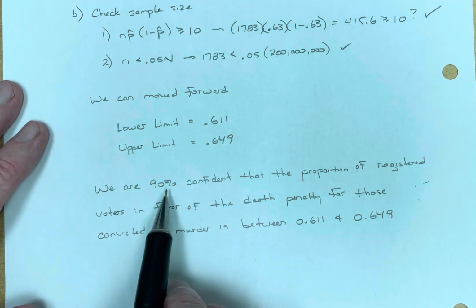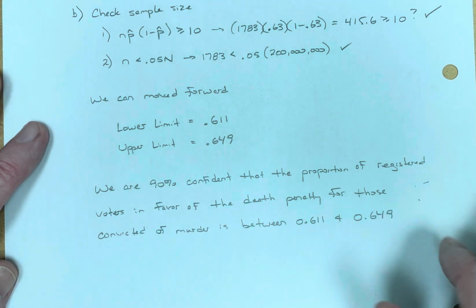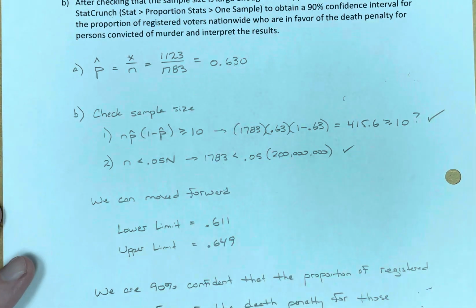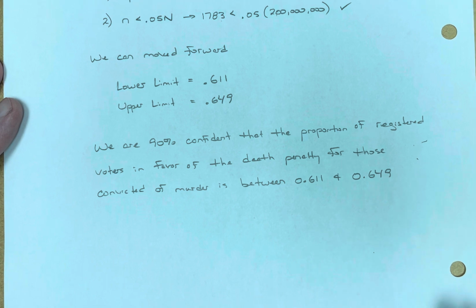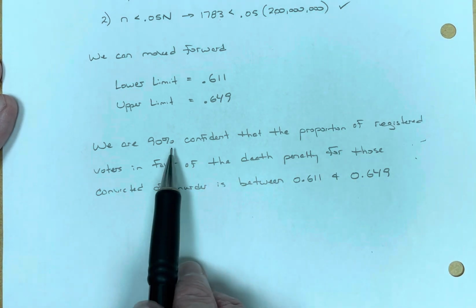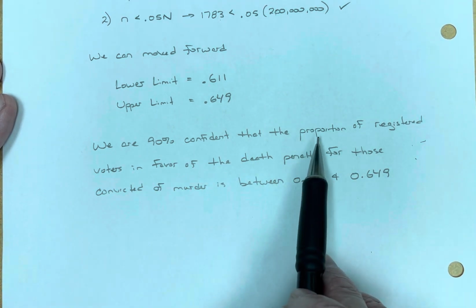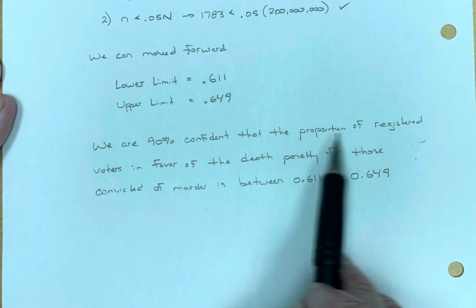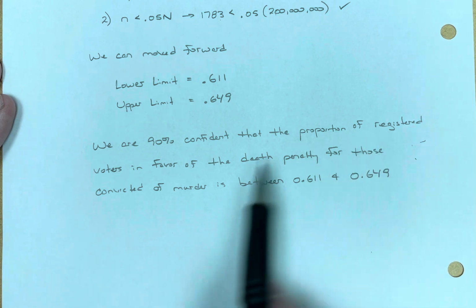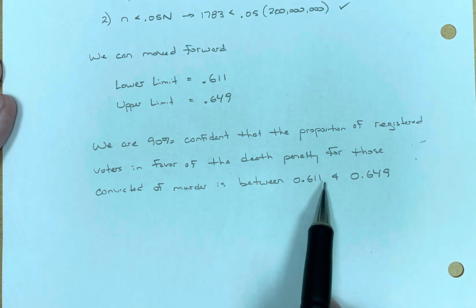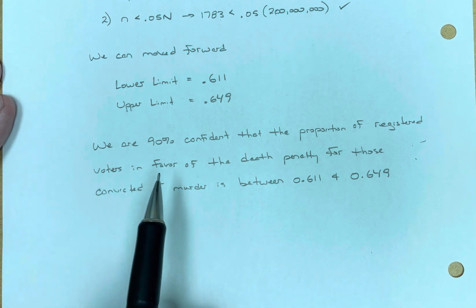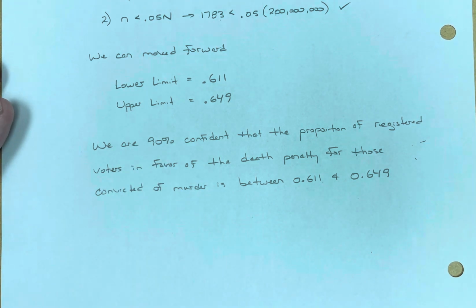We constructed a 90% confidence interval around our point estimate. And we're saying, okay, here's what we know. I am 90% confident that the population proportion, the proportion of all registered voters, is somewhere between 0.611 and 0.649. That's my 90% confidence interval. So there you have it. Confidence intervals for population proportions.